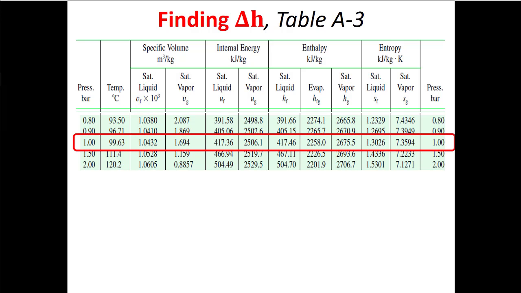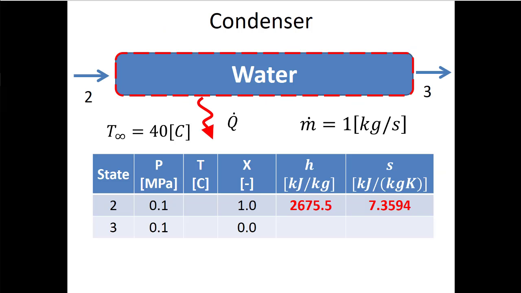Here I'm going to take the row for 1 bar, and I can pull off Hg because here my quality was 1. While I'm here, and I know I'm doing a second law analysis, I might as well pull off the specific entropy as well, Sg, and I'll fill in my table. So these I just read off the table, so I put those in here.